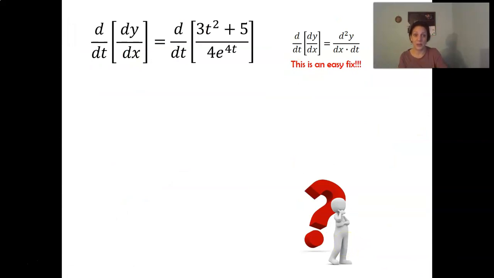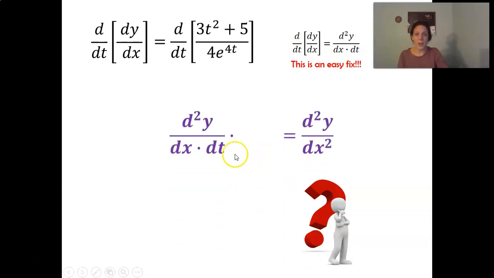So here's what I want you to look at. And again, think about these individual quantities. What I have is a second derivative. The first time I took the derivative, I took it in terms of x. The second time I took it in terms of t. What I want is d squared y, second derivative, and I want 2 dx's down here.